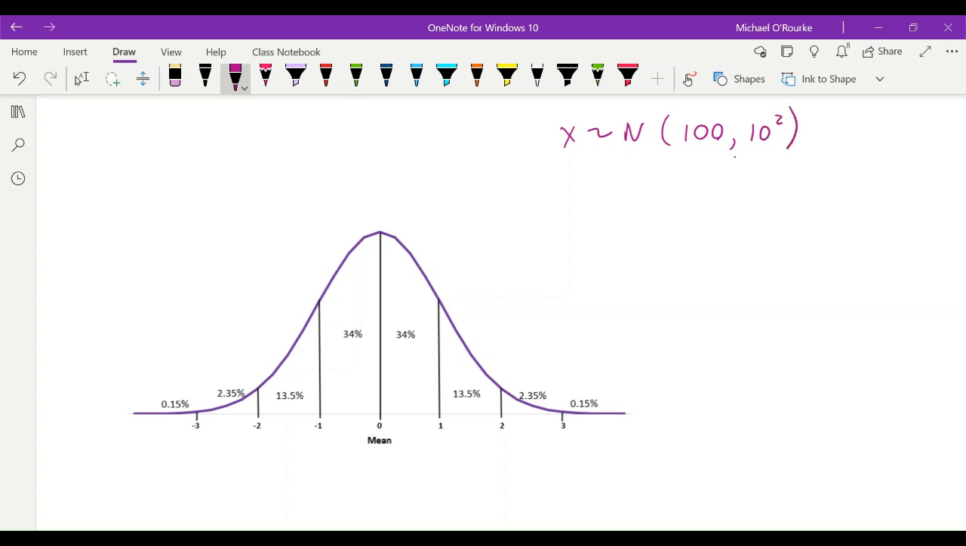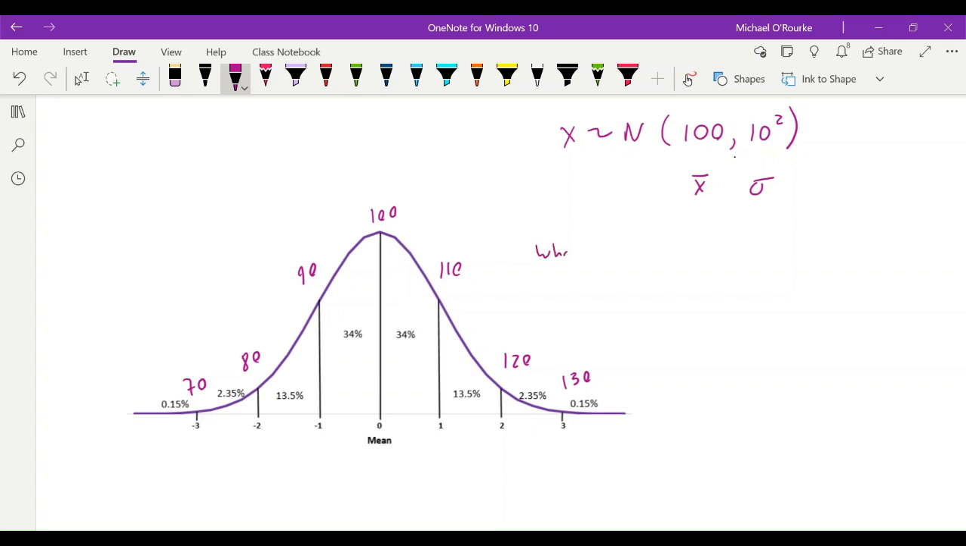All right. So pause the video and try to make your curve for this situation. This is my mean. This is my standard deviation. So I'm going to put 100 in the middle. So it'll be 110, 120, 130 with a 90, an 80, and a 70. Good. Now let's ask some questions.